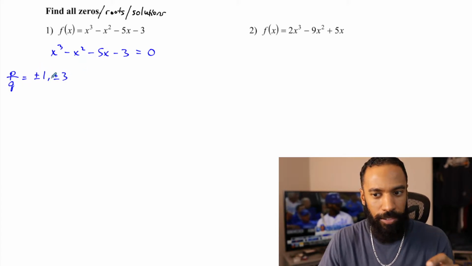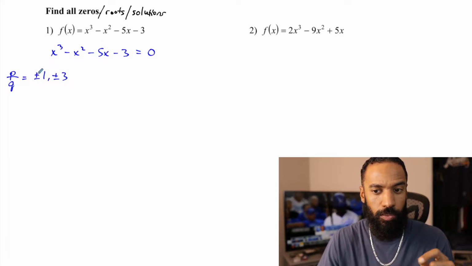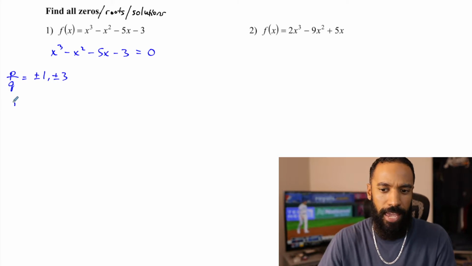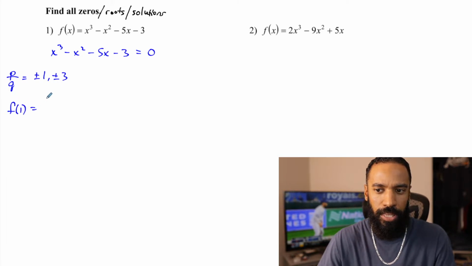I'm going to try these 4 values here. If this thing has any rational roots, it will exist within these right here. And I'm going to try and test some of them by hand to start off with here. They're very small and they're integers.